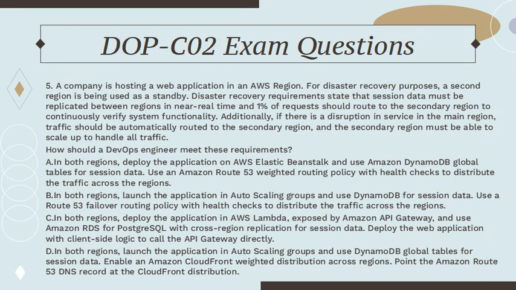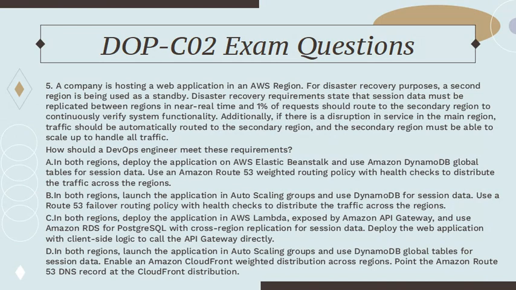B. In both regions, launch the application in auto-scaling groups and use DynamoDB for session data. Use a Route 53 failover routing policy with health checks to distribute the traffic across the regions.